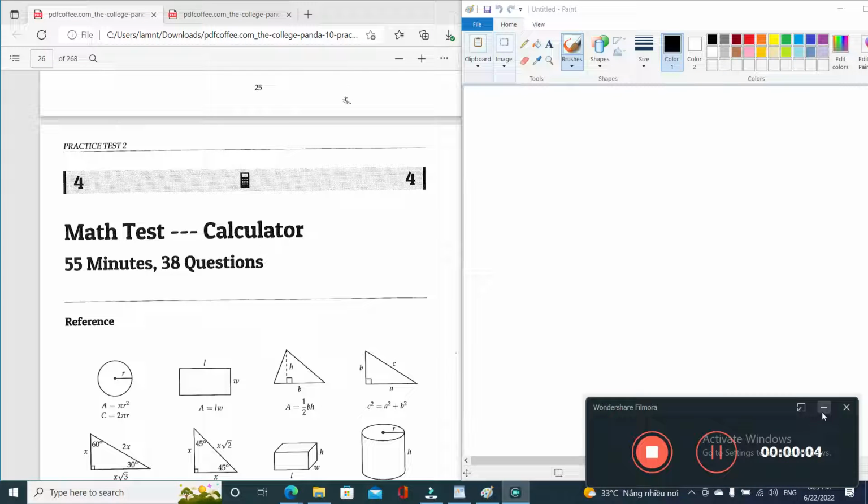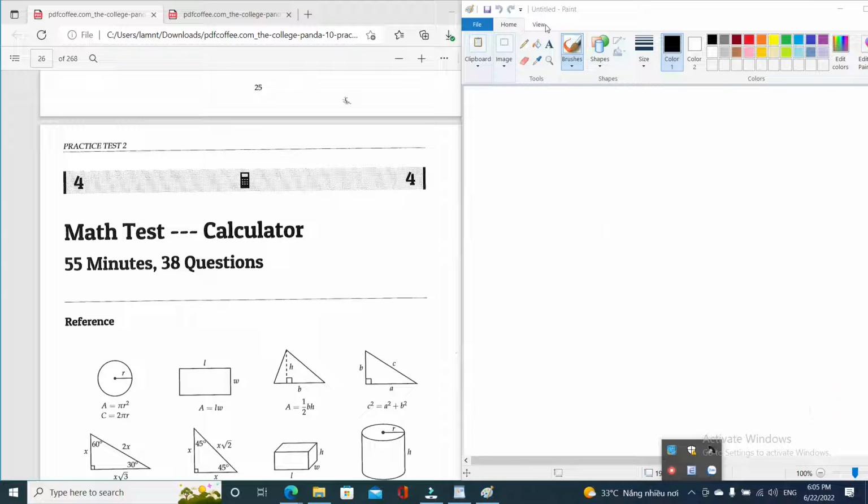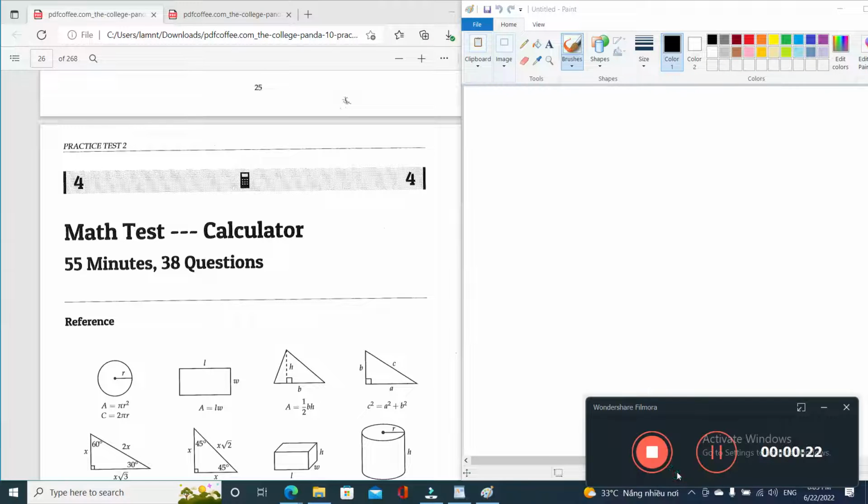So, this is practice test 2 of the College Panda. This is section 4. Section 3 is in the previous video. So, now we're going to do section 4. 3 questions, 55 minutes. So, we have roughly a minute per question. Without any further ado, let's go.